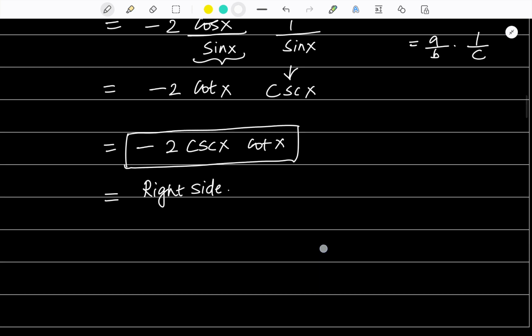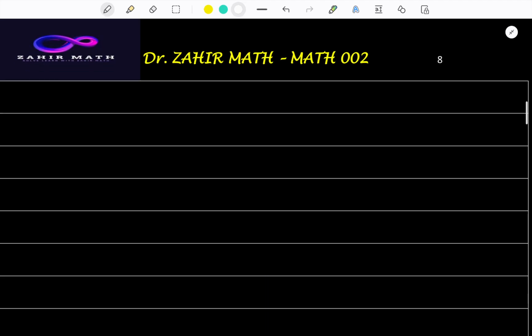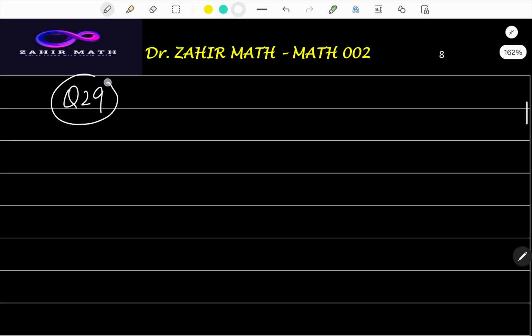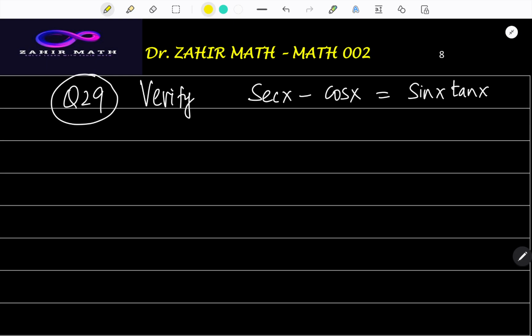Right? So let's go to the next question, which is the last question in this exercise, question number 29. Verify the trigonometric identity: secant x minus cosine x is equal to sin x tan x.